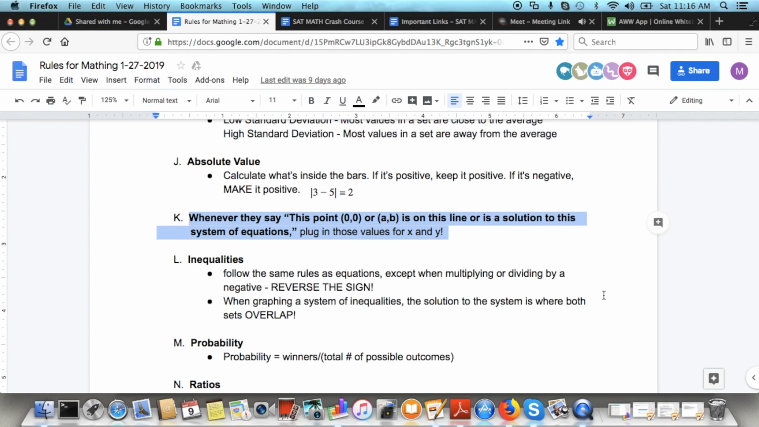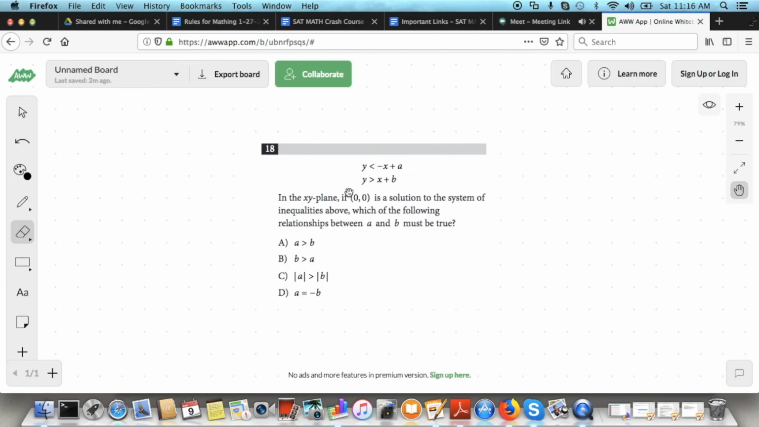If they say this is a solution or this point is on the line, those are possible values for x and y that give you a true statement. Always. They're kind of begging you to plug in a 0 for x and a 0 for y. Do you see that now? They're begging you to do it. Why don't they just tell you to do it? I don't know. They want to see if you understand that if you plug in 0 for x and 0 for y, you get a true statement, if it's a solution to the system of inequalities.